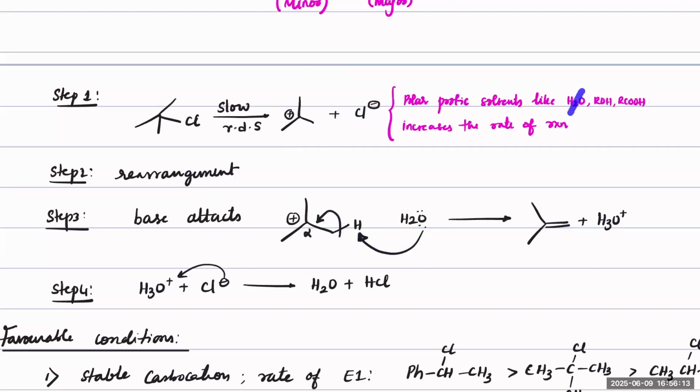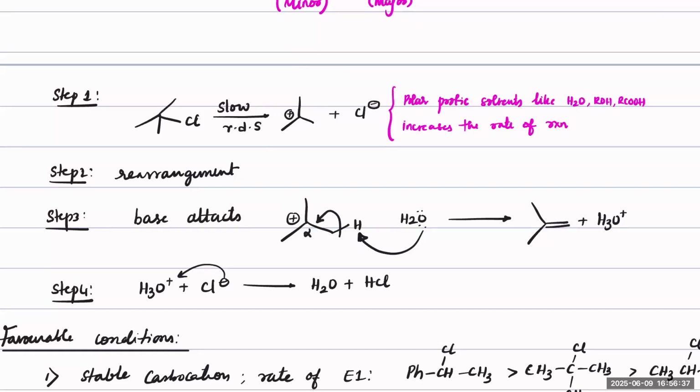And if you have noticed, water, alcohol, acids, these are all very, very weak bases, isn't it? They do not have any charge. So E1 is only favorable when you have a much weaker base. If you have a stronger base, it will go towards the direction of E2. That's why you need to only rely on the solvent. So the solvent itself has to act like a base.